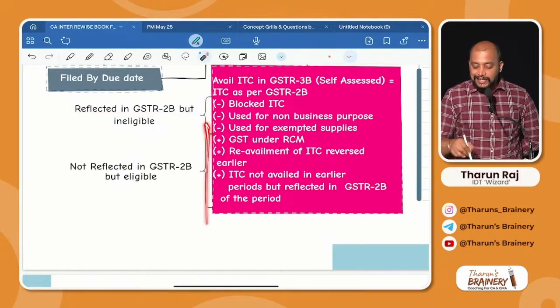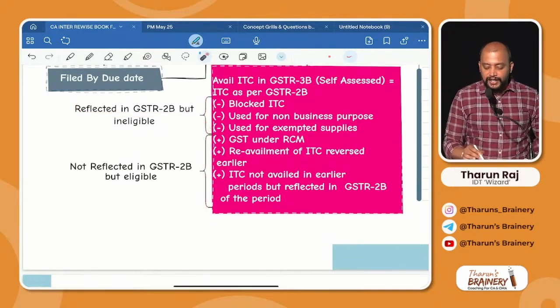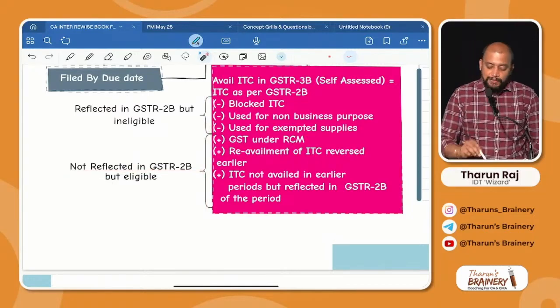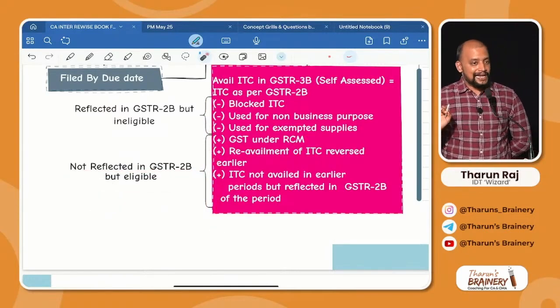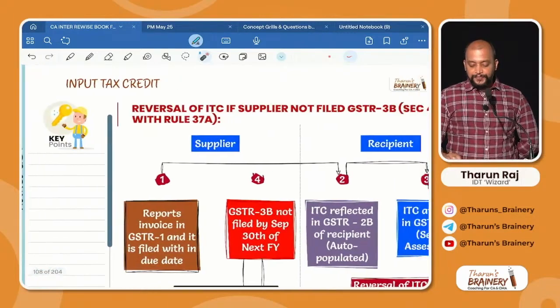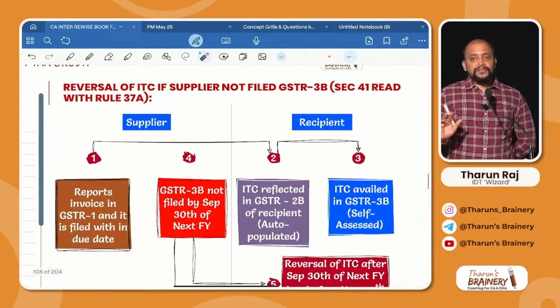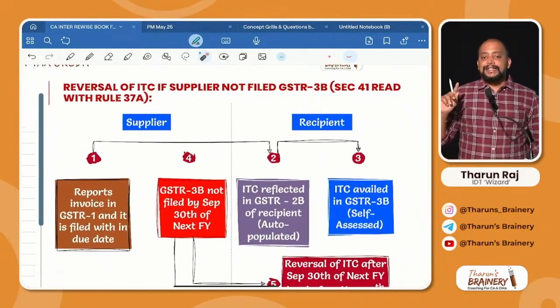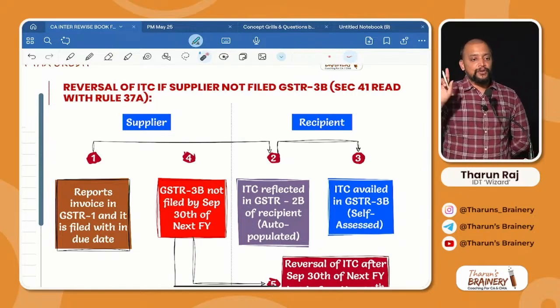Correct. Next 3: reflected in 2B or not reflected in 2B? Not reflected in 2B but eligible. That's why we are adding this. Okay. Next one. So far what we have discussed is section 41 read with rule 36 sub rule 4.